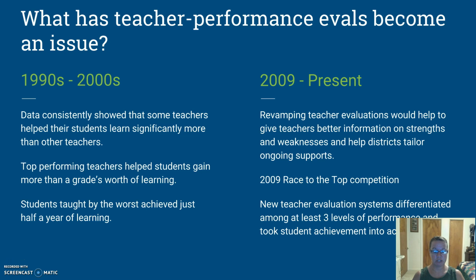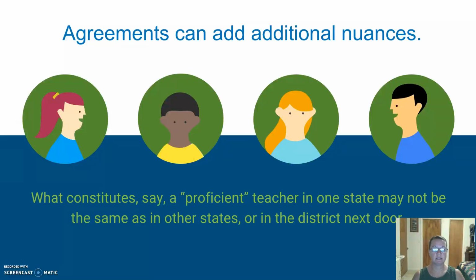They also differentiate among at least 3 levels of performance when you're looking at your teachers, not just whether they can do it or not do it, but whether they're developing, proficient, or at mastery. And it's also taking into account student achievement. Agreements can add additional nuances.